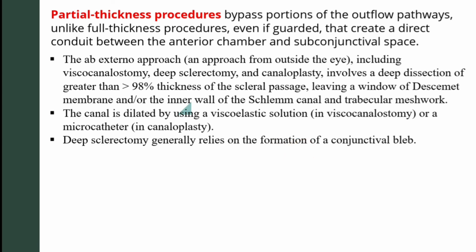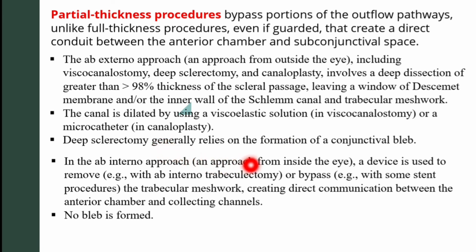Right, and the next one is ab interno. Ab interno approach, that's the approach from the inside of the eye. A device is used to remove or bypass the trabecular meshwork. To remove is ab interno trabeculectomy, or bypass. Bypass here is done using a stent, some stent procedures, creating a direct communication between the anterior chamber and the collecting channels. The most important thing is that in ab interno, the approach from the inside, there is no bleb formation. So it's actually very cool. The risk of infections is very low in ab interno.